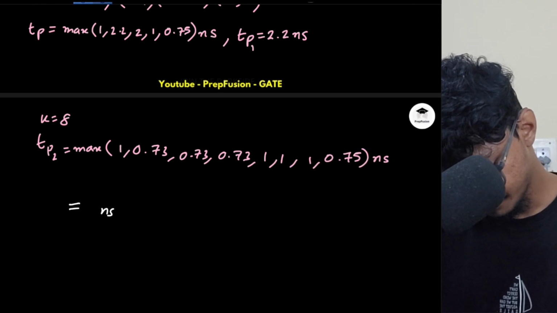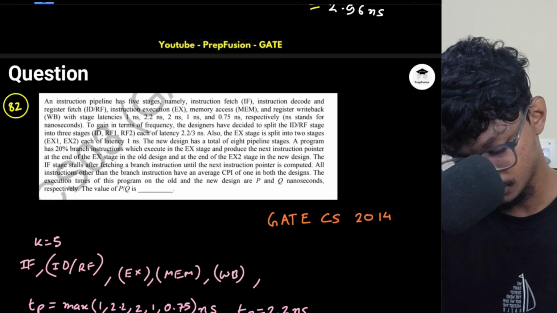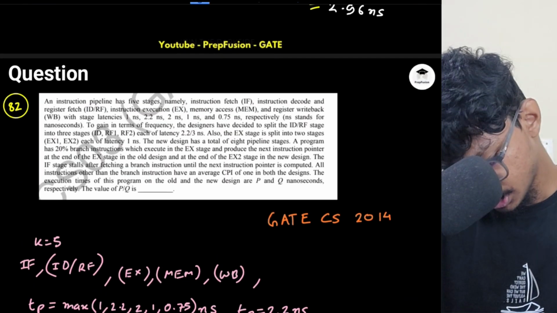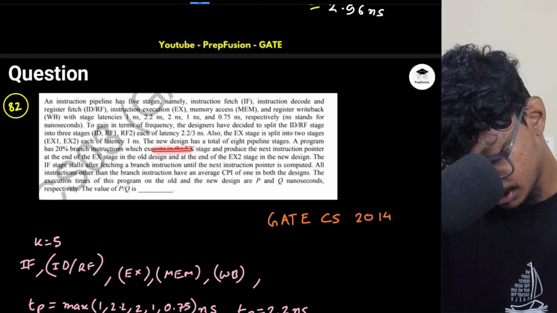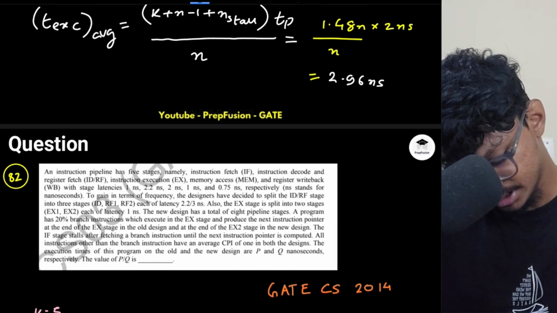So my TP will be 1 nanosecond, because the highest is 1 nanosecond only. So I have reduced my cycle time, but the number of cycles has increased. Now what are they telling me? The new design has a total of 8 pipeline stages, as I have written here.